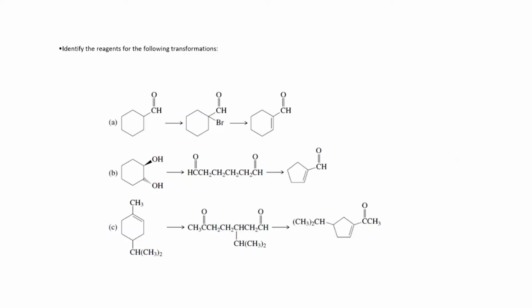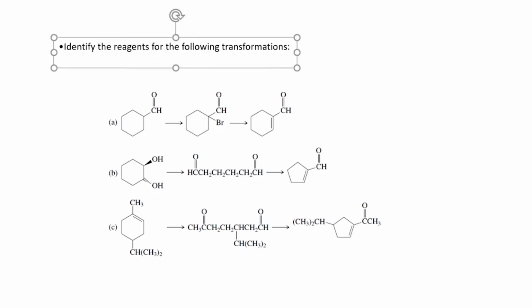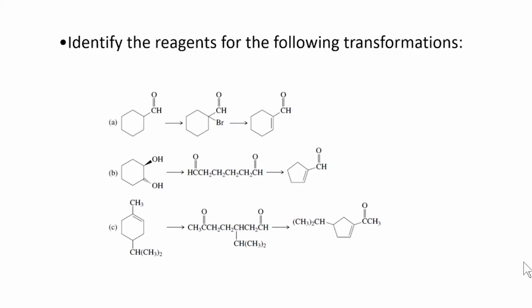Now let's move on to the next question, which is to identify the reagents for the following transformations. So the first question over here is, if you take the ketone, and if you see here, there is an alpha bromo ketone that is produced, which subsequently there seems to be a loss of HBr to give you the aldehyde. We'll look at the other two shortly.